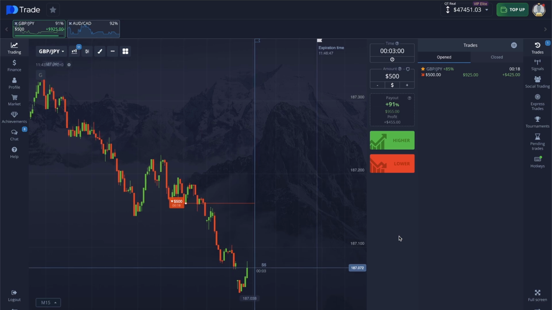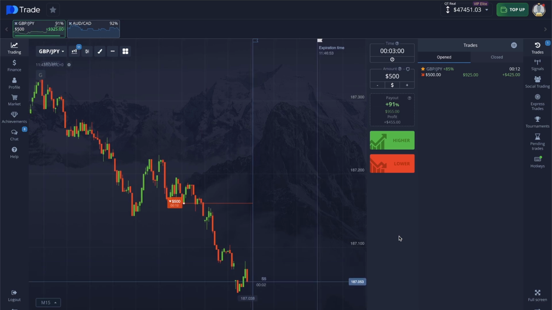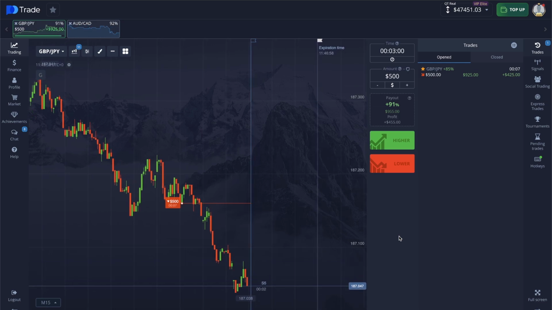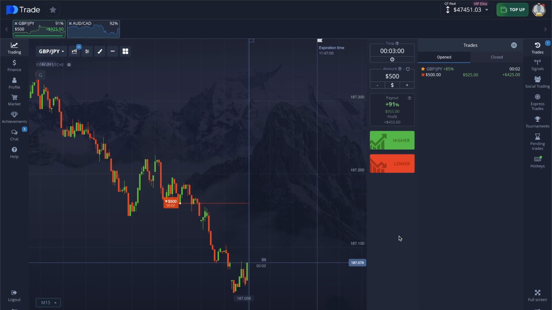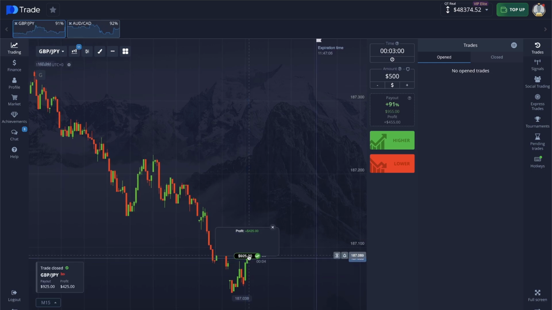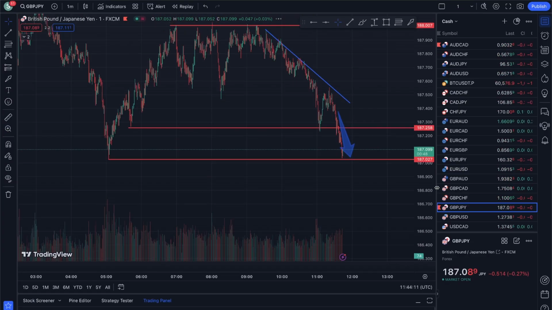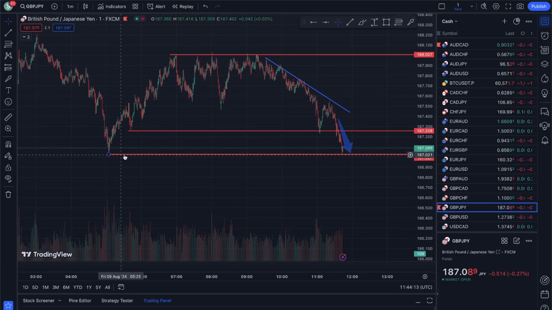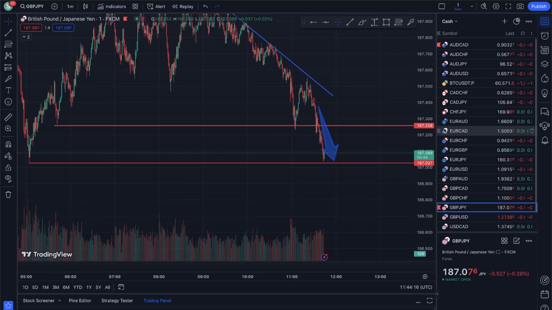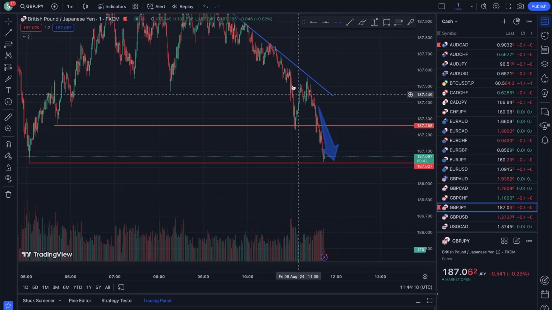Meanwhile, our decline in the pound/Japanese yen continues, and we are making a good profit again. That's how, friends, you can make good money. You just need a bit of analysis and money management. The price has dropped significantly. It will soon update the previous low, and there may be unstable movements. Therefore, we will not trade there.